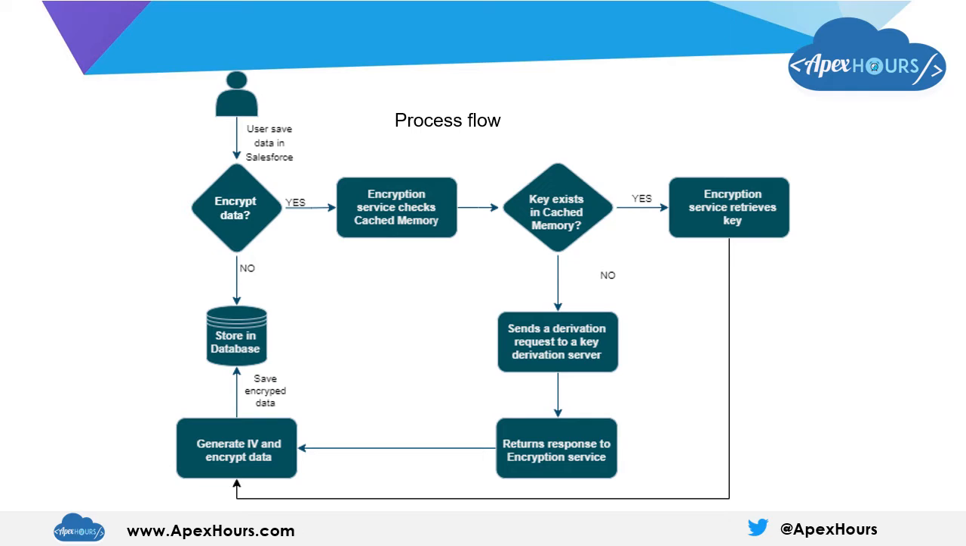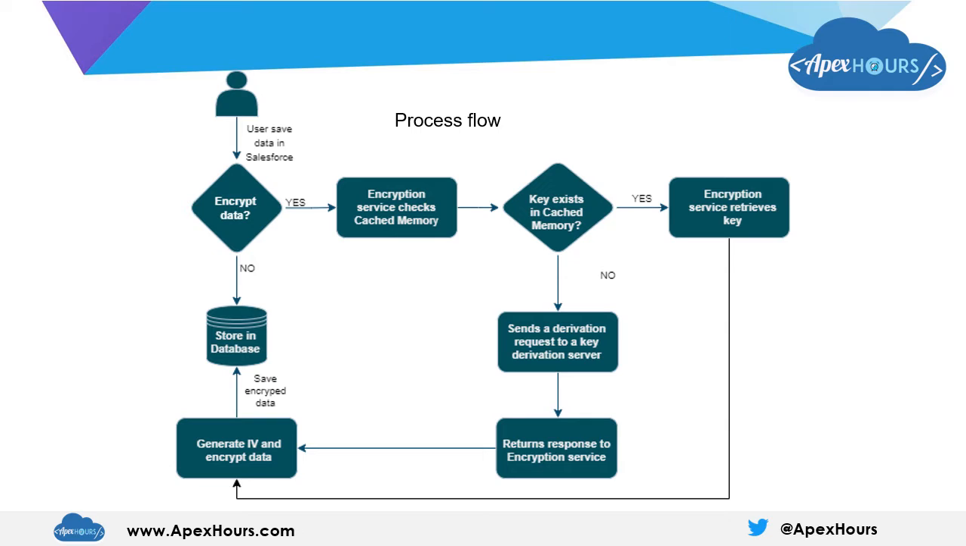It checks first in the cache memory whether a matching data encryption key is available there or not. If it is available, then it retrieves the encryption key. If it is not available, the matching key is not available, then the service sends a derivation request to a key derivation server. And the response, it will send back to the encryption service.